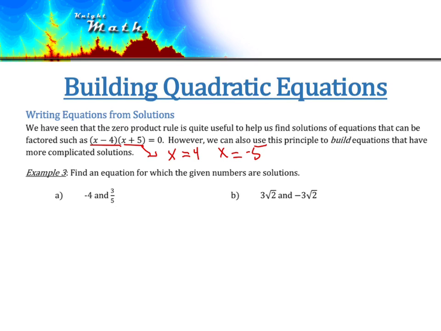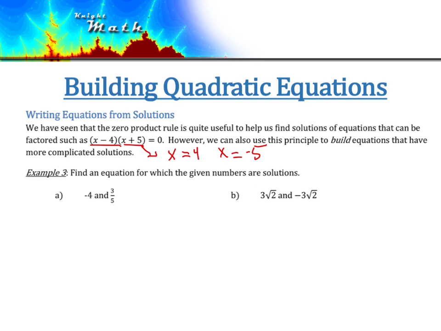So we're going to go backwards here. The directions here: we want to find an equation for the given numbers that are the solutions. So here we got two solutions, all right? Well, we know it's a quadratic equation. That's not written there, but we'll assume that.